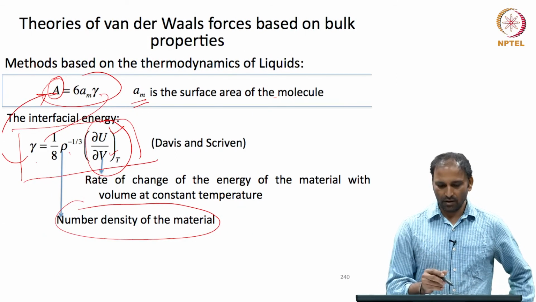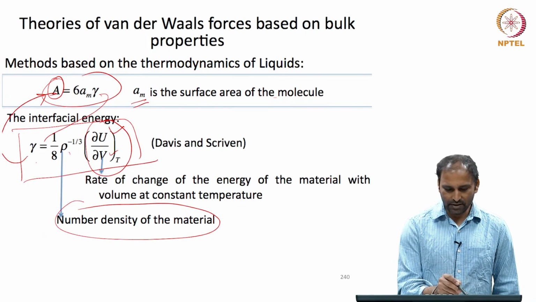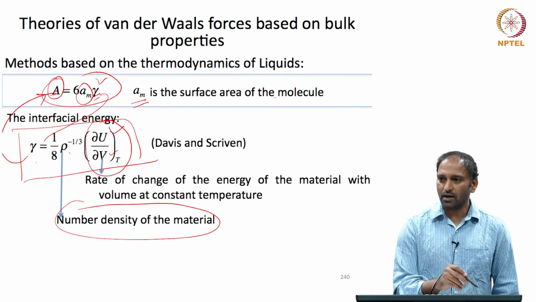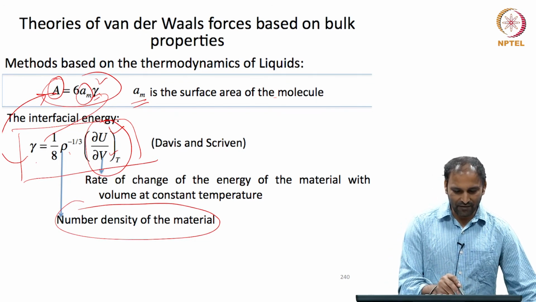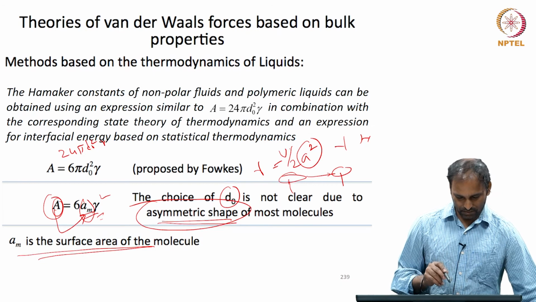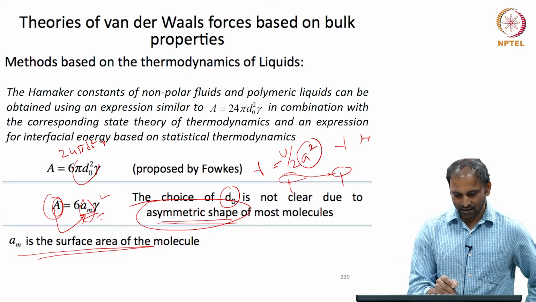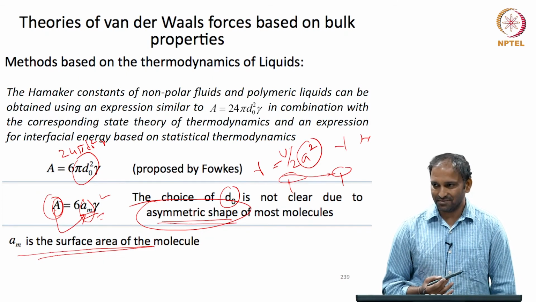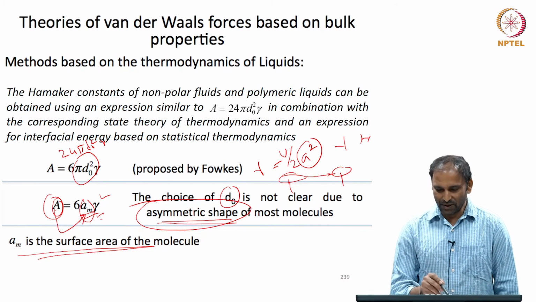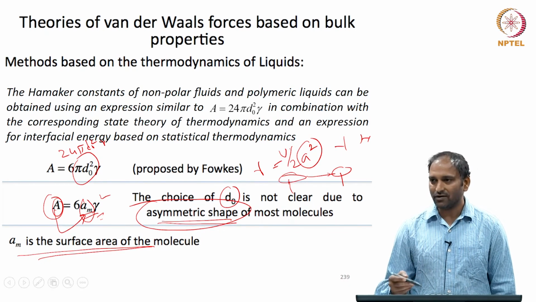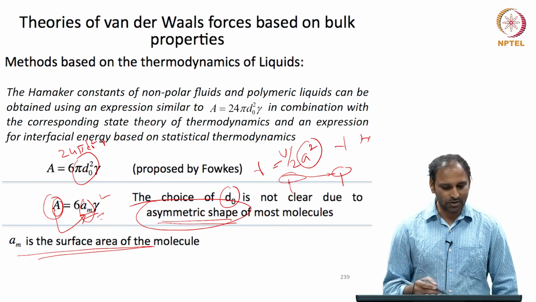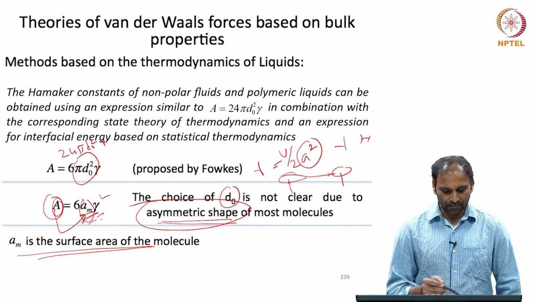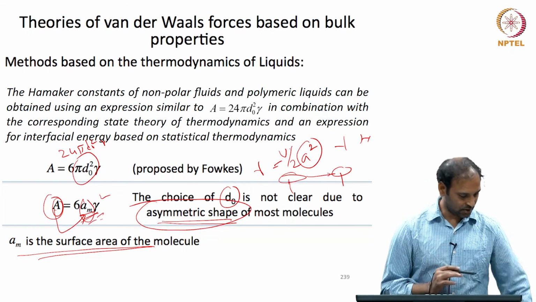So, in this case your A is related to gamma, okay, times, in a way, this A_M, right. So, I essentially have this pi d square, okay, that is essentially an area term, right. And all that is being done here is that, if you have cases where you have some complex shaped molecules, instead of worrying about the equilibrium separation distance, you think about the surface area of the molecule. Okay, that is what is done.